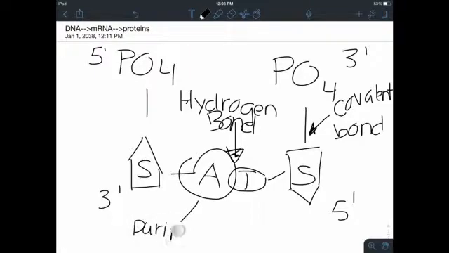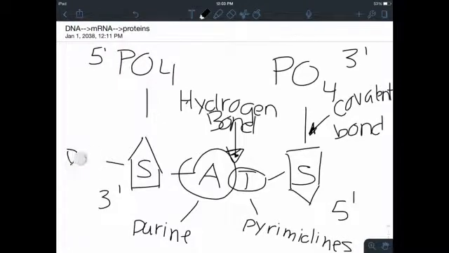Adenine and guanine are purines, while thymine and cytosine are pyrimidines. Sugar in DNA is called deoxyribose.